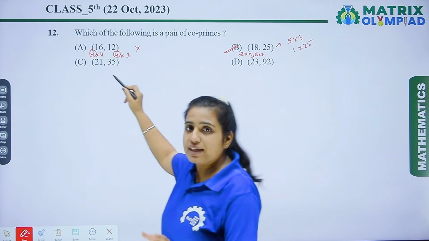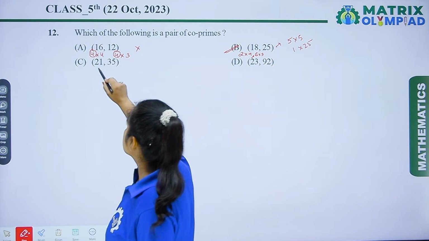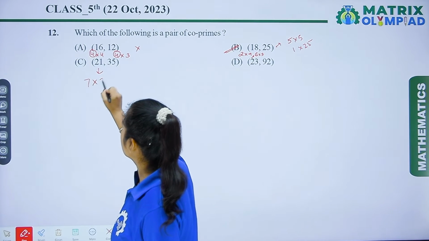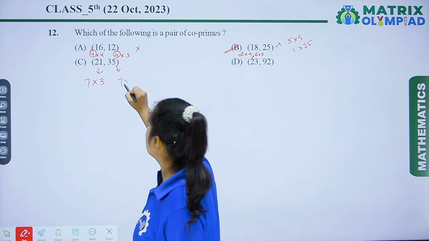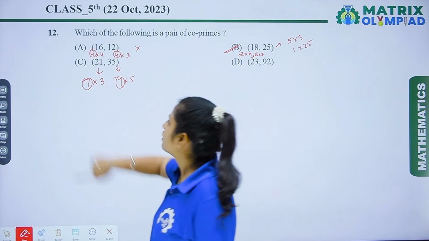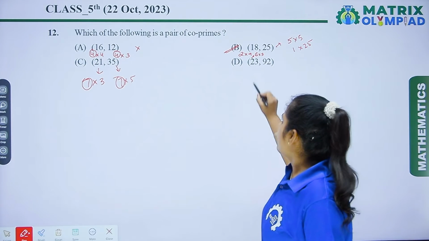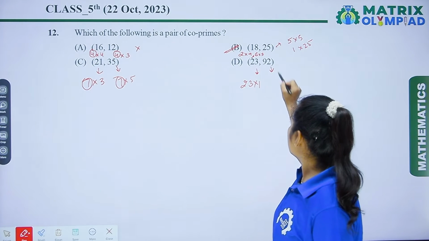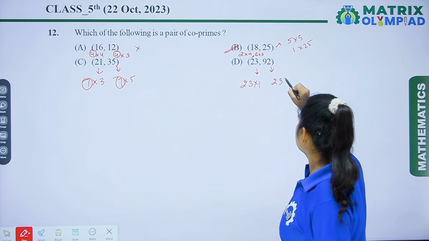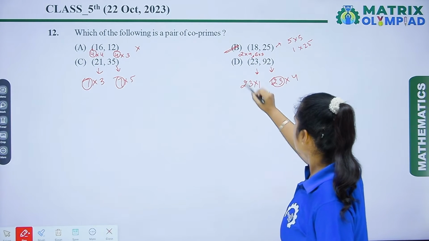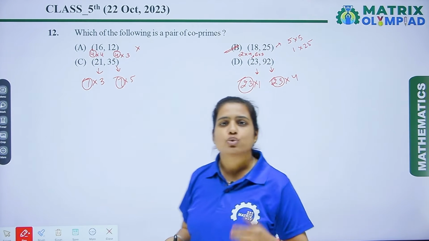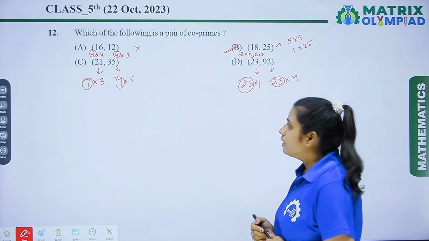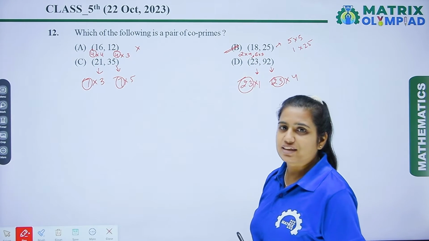So let's check the other two options also. Option C is 21 and 35. Here 21 is 7 multiplied by 3 and 35 is 7 multiplied by 5. So here 7 is one more common factor other than 1. For 23 and 92, we have 23 multiplied by 1 and for 92 we have 23 multiplied by 4. So here 23 is one more common factor other than 1. So option B is the correct answer.